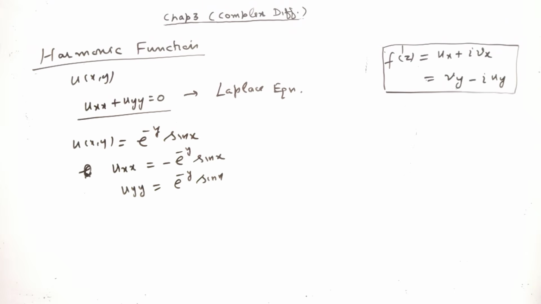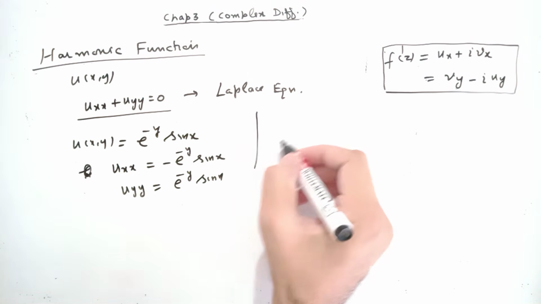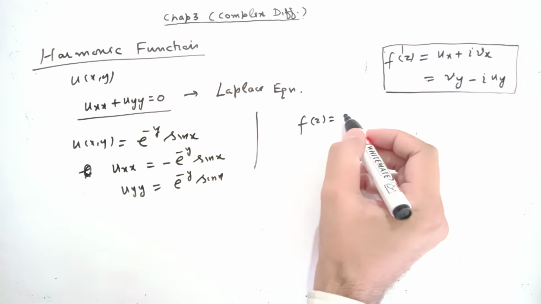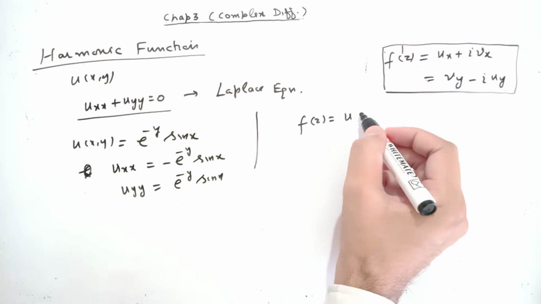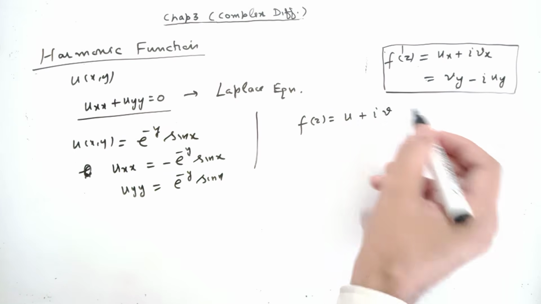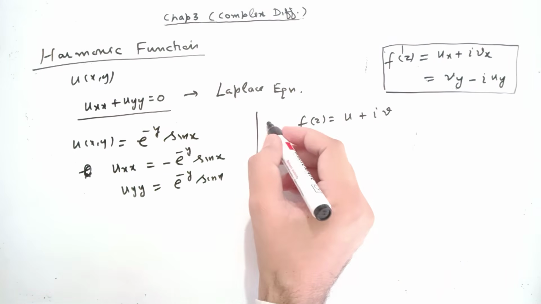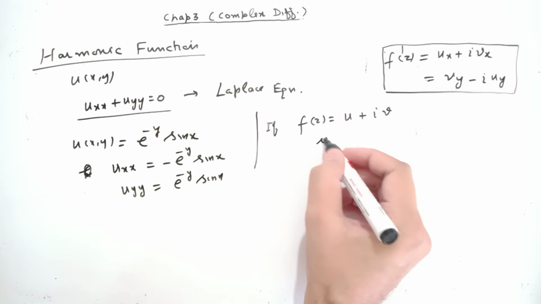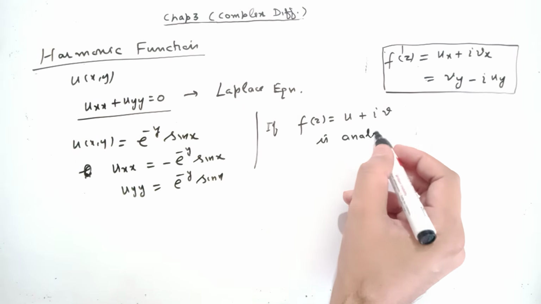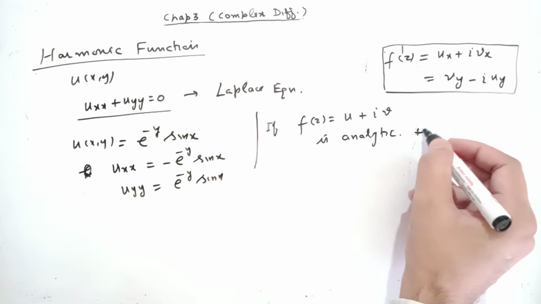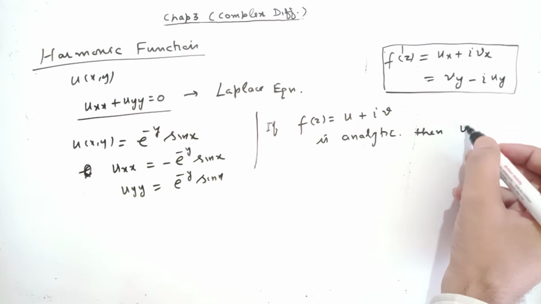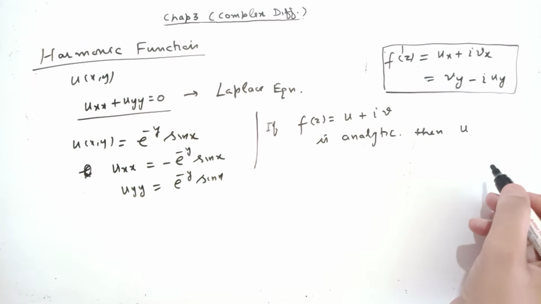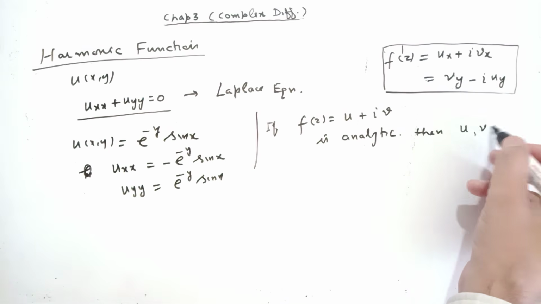Now, what is the connection of a harmonic function with an analytic function? If f(z) equal to u(x,y) plus iota v(x,y) and this function is analytic, suppose this is given as analytic, then u and v both are harmonic.